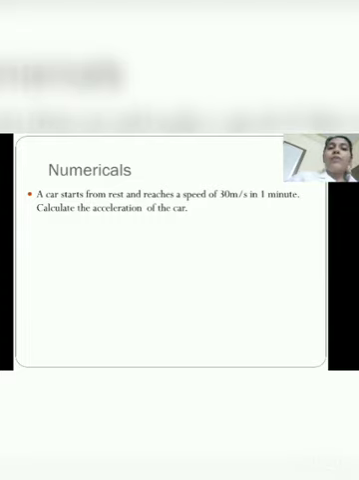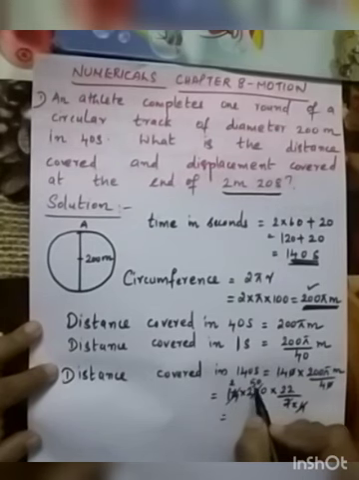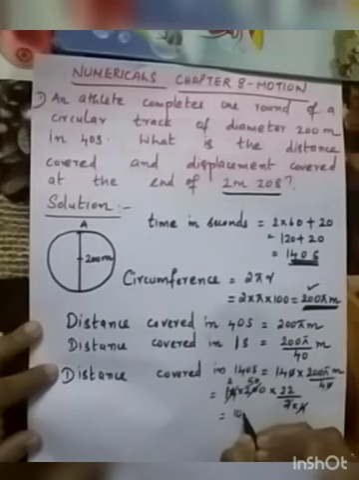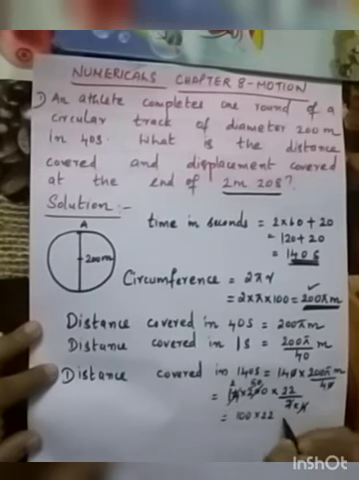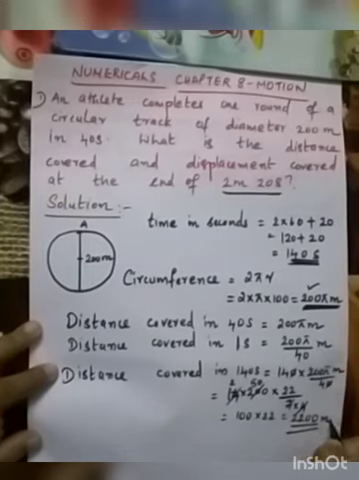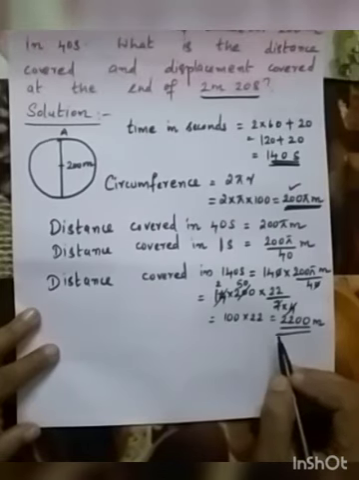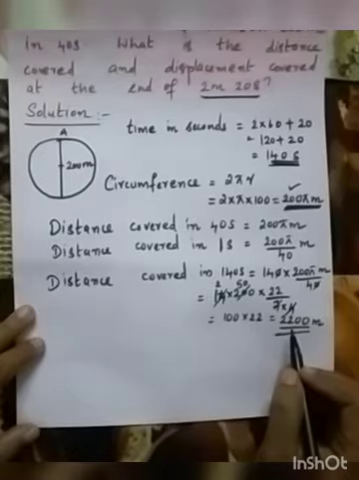Now you can easily find the acceleration of the car using the equation a equal to v minus u by t. Here we have 2 into 50 into 22. 2 into 50 is 100. 100 into 22 is, so this is the distance covered by the athlete in 140 seconds.